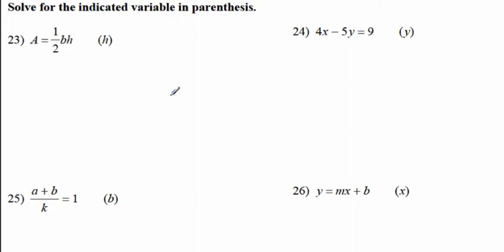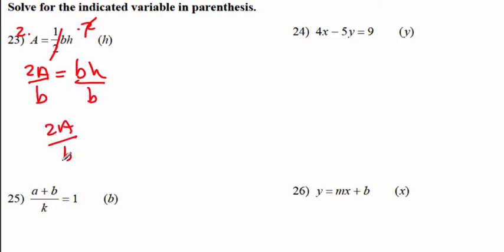Last section, this is 1.4. We're solving for the variable that's in parentheses. All right, so let's start with 23 here. We have area equals 1/2 base times height. We're going to get height by itself. First thing I would do is multiply both sides by 2. Get rid of that half. Okay, so I'm going to get 2a is going to equal, that would cancel this, and we get bh. I want to get h by itself, so I divide by b. So we're going to get 2a over b is going to equal h. There's 23.